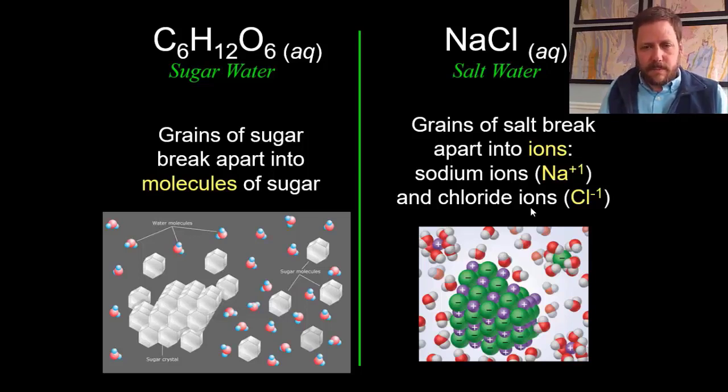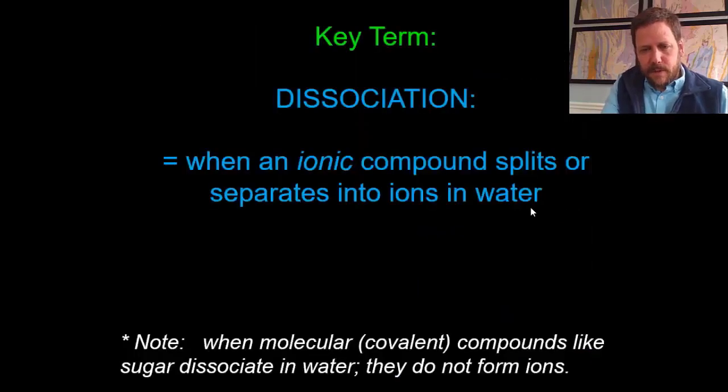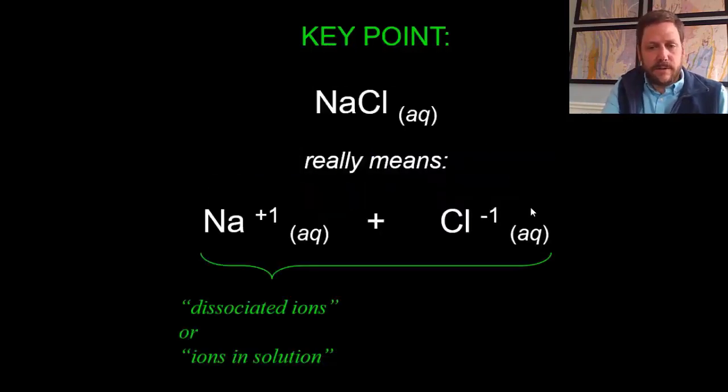Let's talk about what I mean by that word dissociation. This is an important term that I want to introduce, which refers to an ionic compound splitting or separating into ions in water. Notice for a molecular substance, there is no formation of ions, but for an ionic substance, if it dissolves in water, that means it dissociates into ions. So if we write NaCl(aq), in other words, salt in aqueous solution, what it really means is that the salt has dissociated into sodium ions and chloride ions.